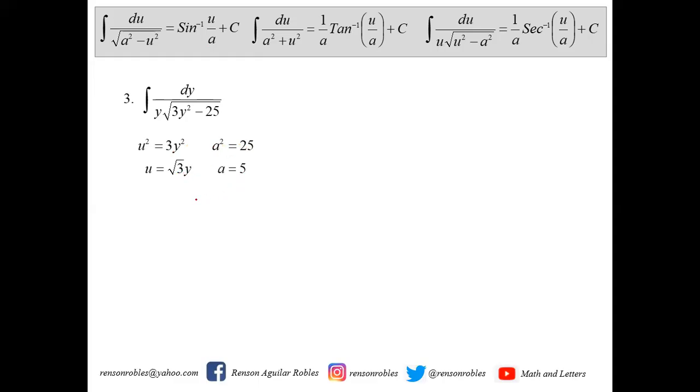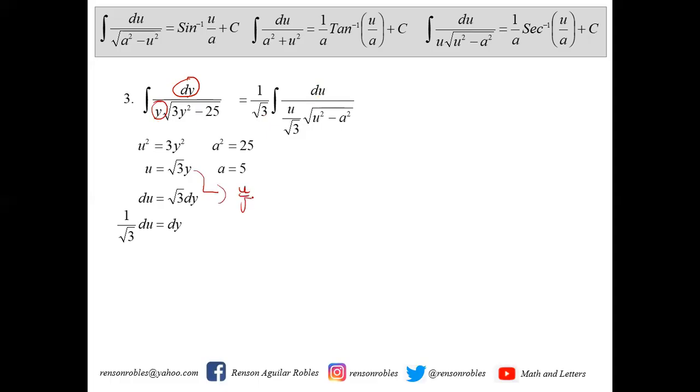And then differentiating, du is now equal to square root of 3 dy, or 1 over square root of 3 du is our dy. So this dy will be replaced by 1 over square root of 3 du, and from here you can now observe that u over square root of 3 is our y. So y will be replaced by u over square root of 3, and then times the square root of this 3y squared, which is our u squared, and this 25 will be our a squared.